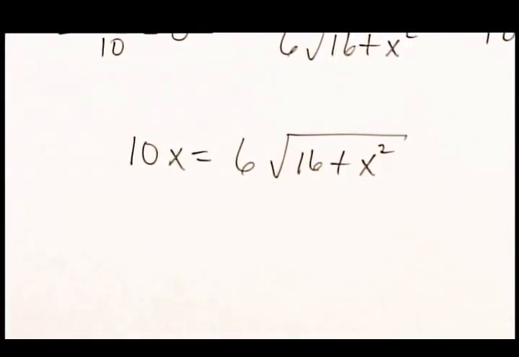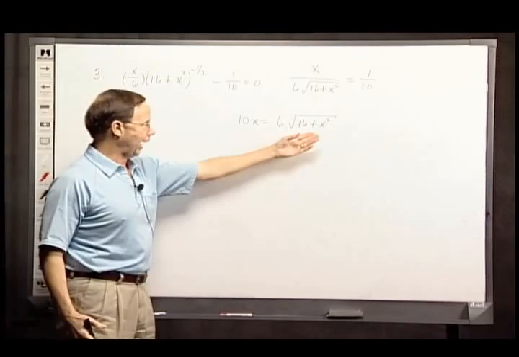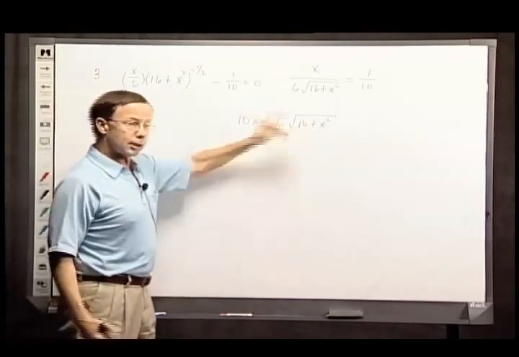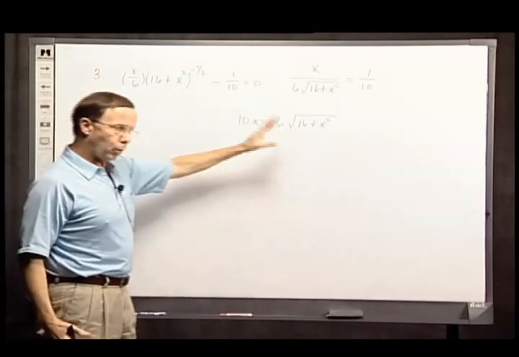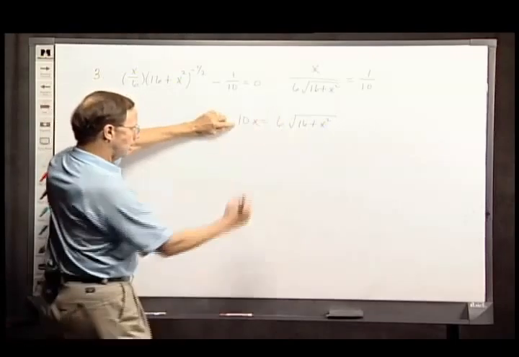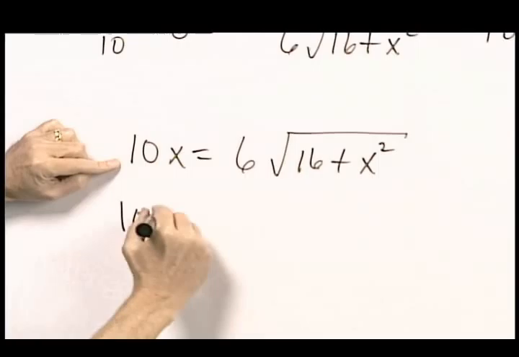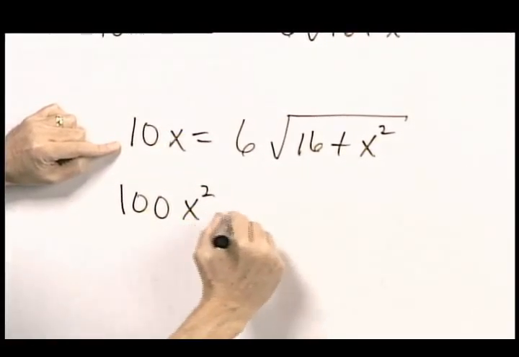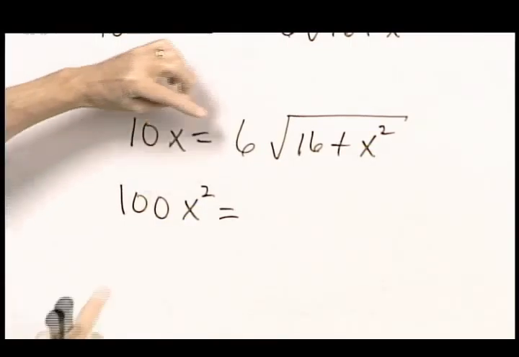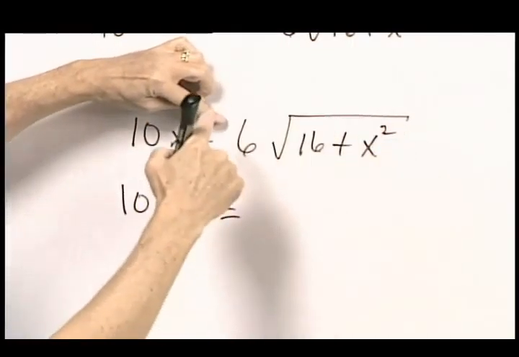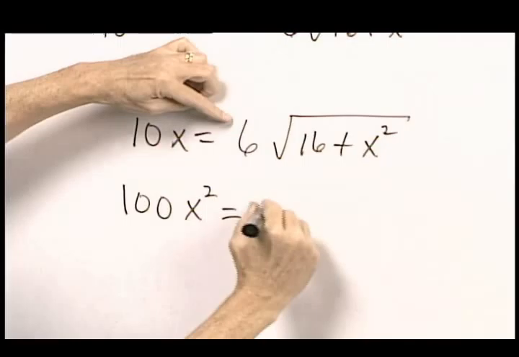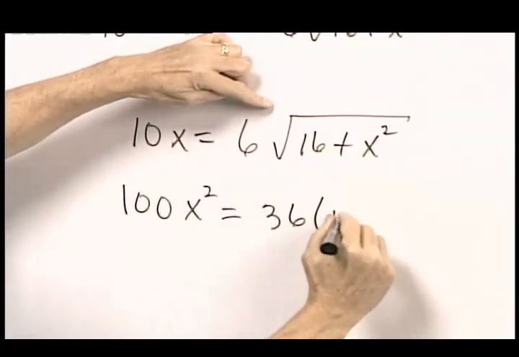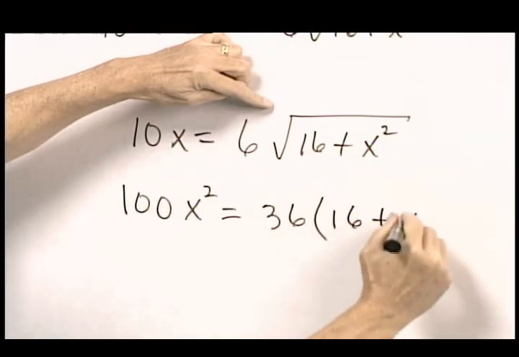Okay, now, how do you typically handle problems that have radicals in them? Square them. That gets rid of the radical. So when I square both sides of this, I get 100x squared equals, careful here, when I square this, I'm multiplying 6 times 6 to get 36. And when I square, the radical becomes history.